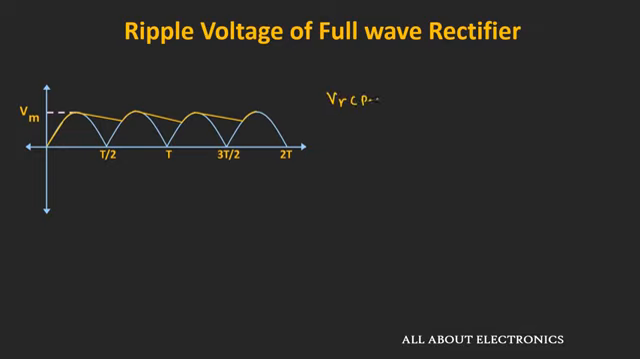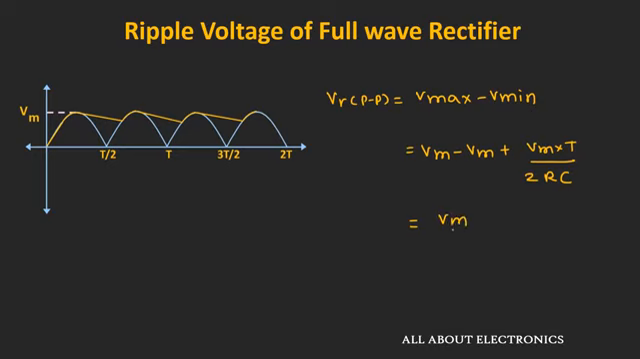So the peak to peak ripple voltage can be expressed as Vmax minus Vmin. That means peak to peak ripple will be equal to Vm minus Vm plus Vm times T divided by 2RC. Or we can say that the peak to peak ripple is equal to Vm divided by 2 times FRC. So this will be the value of peak to peak ripple for the full wave rectifier.